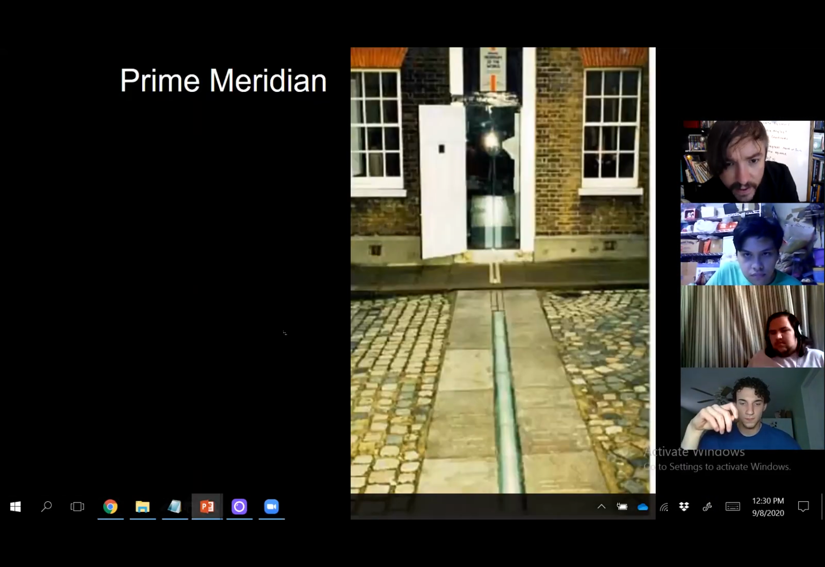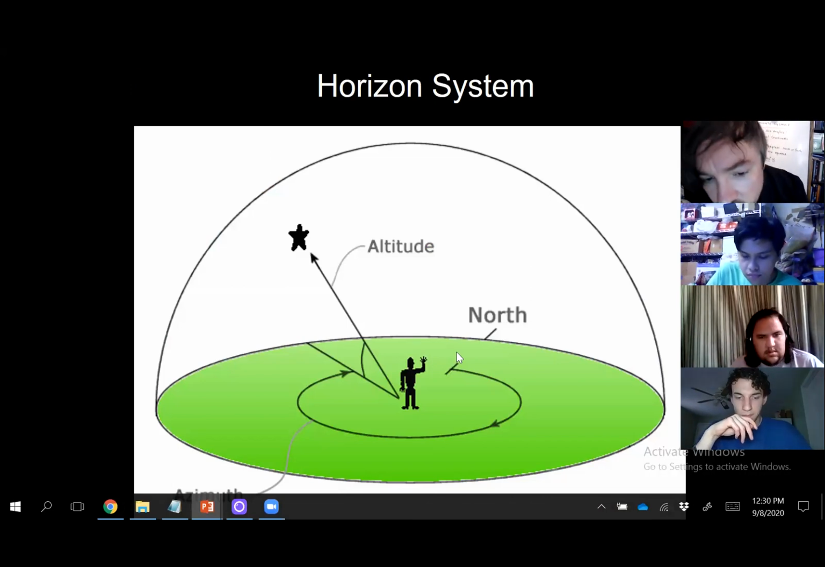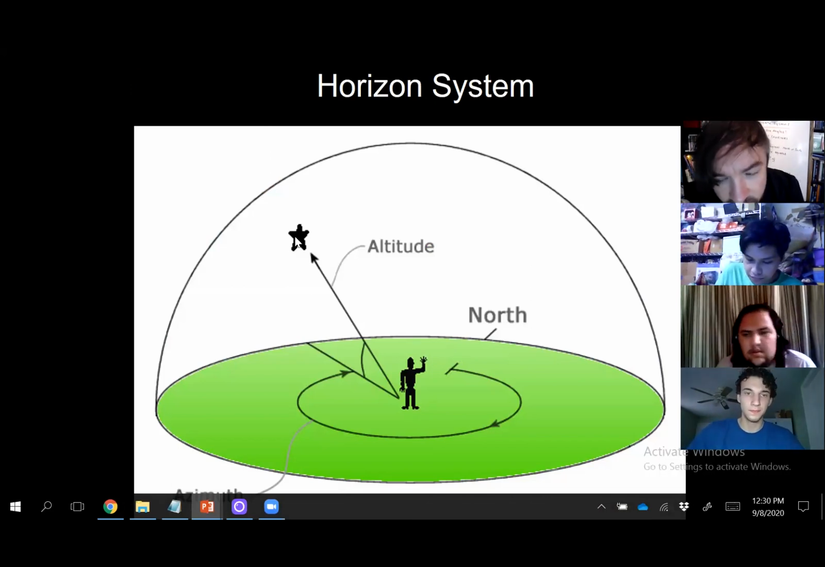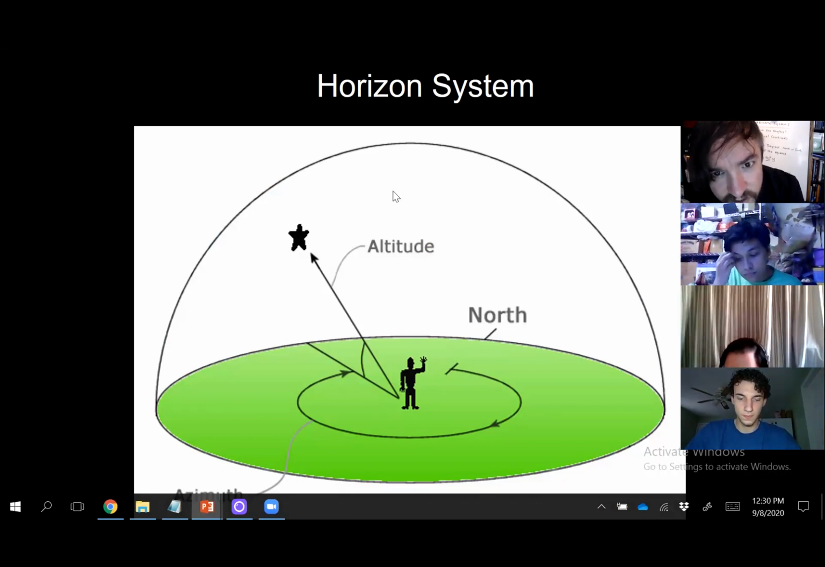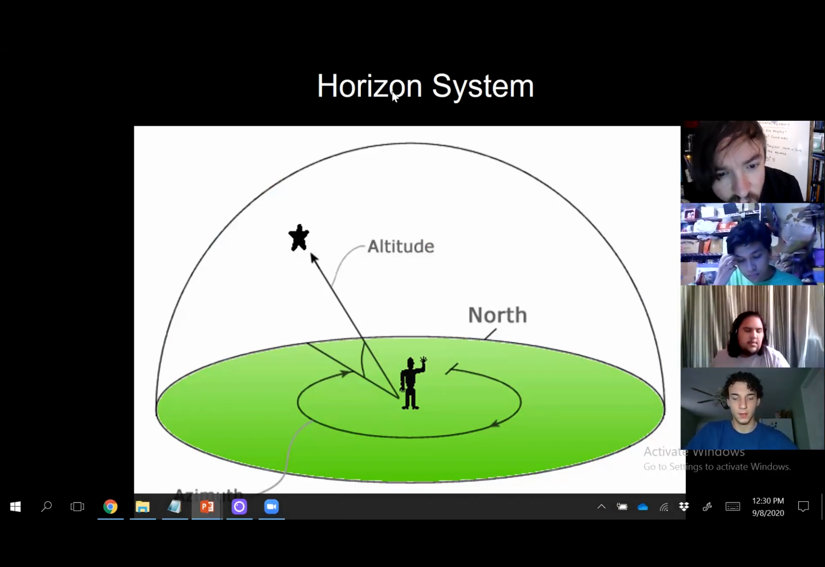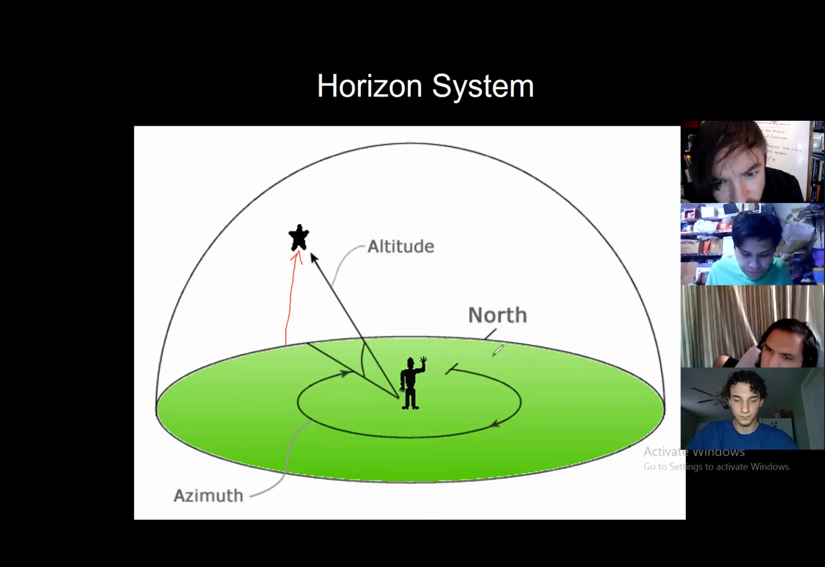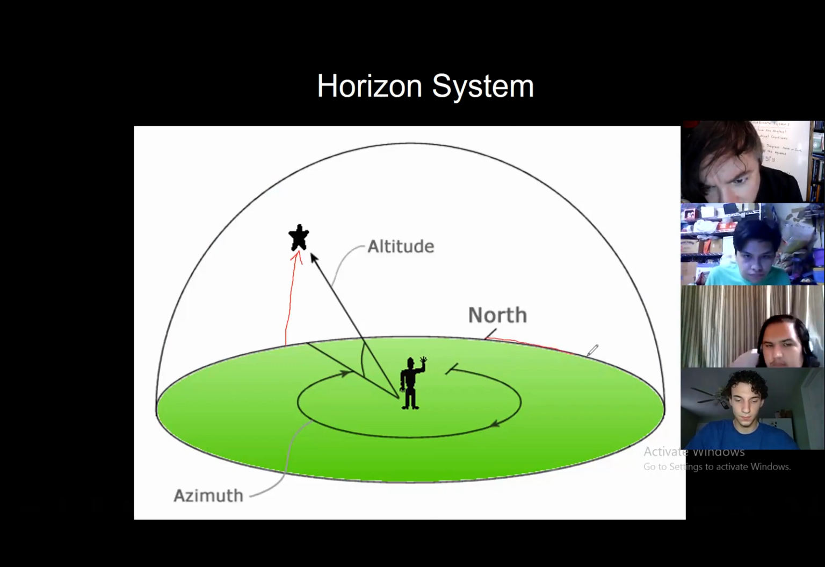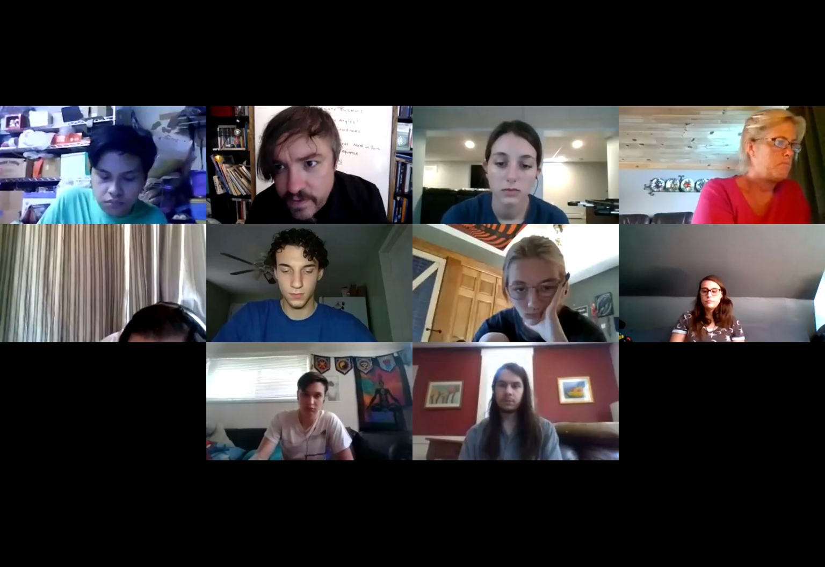Okay. This is the horizon system. We see a local sky with some observer. There's a star in the sky, and we're going to identify the position of that star using 2 coordinates. One is called altitude. That's how many degrees up from the horizon you are. And the other is called azimuth, and it's how many degrees along the horizon you are, measured clockwise from north. Let's take some notes.